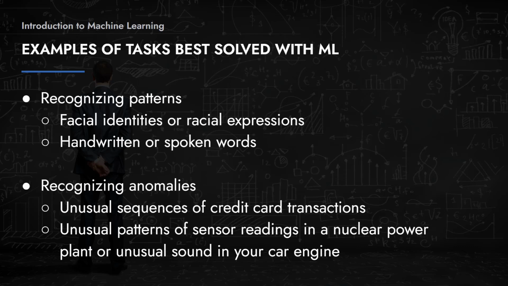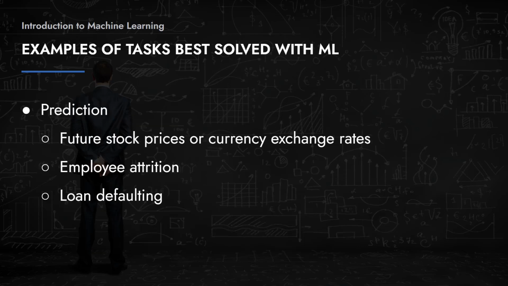It builds a model in which you can input all of this input data you have, and it'll predict for you the unusual sequences of credit card transactions, for example, or unusual patterns of sensor readings in a nuclear power plant, or unusual sound in your car engine, etc. So these are all examples of tasks best solved with machine learning. Also prediction. So future stock prices or currency exchange rates. If you do believe that there might be some sort of relationship in it and it's not completely random, this can be solved using machine learning.